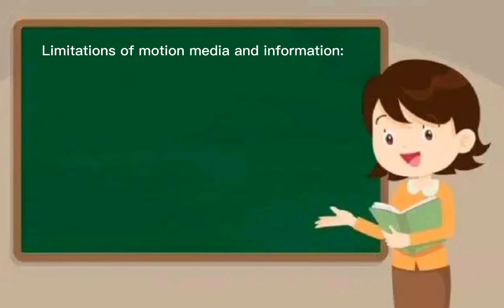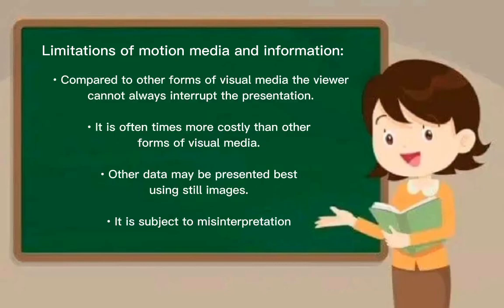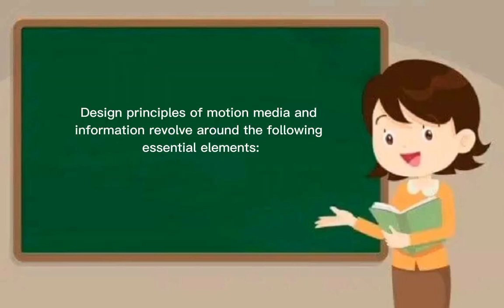Limitations of motion media and information. Compared to other forms of visual media, the viewer cannot always interrupt the presentation. It is oftentimes more costly than other forms of visual media. Other data may be represented best using still images. Examples are graphs, diagrams, maps. It is subject to misinterpretation. Design principles of motion media and information revolve around the following essential elements.